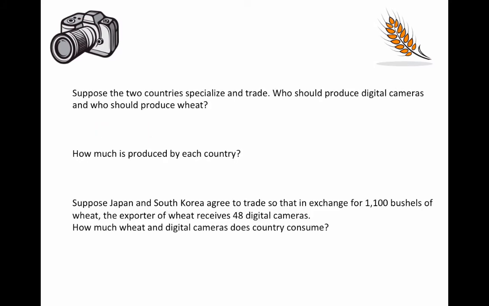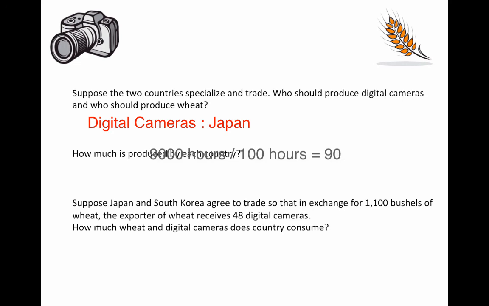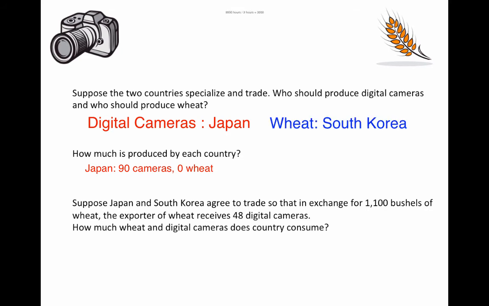Now let's suppose Japan and South Korea decide to specialize and trade. So they specialize completely in the good they have a comparative advantage in. Since Japan has the comparative advantage in digital cameras, Japan should use all of its resources to produce digital cameras, and as we showed before, Japan can produce 90 digital cameras. South Korea has the comparative advantage in wheat, so South Korea should spend all of its 9,000 labor hours in the production of wheat and produce 3,000 bushels of wheat and no digital cameras.